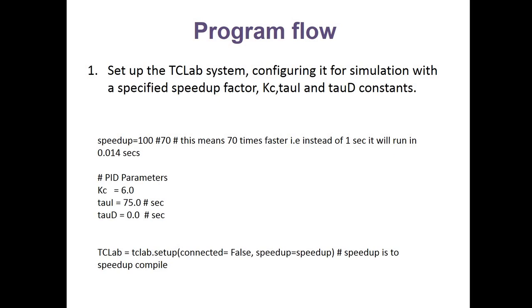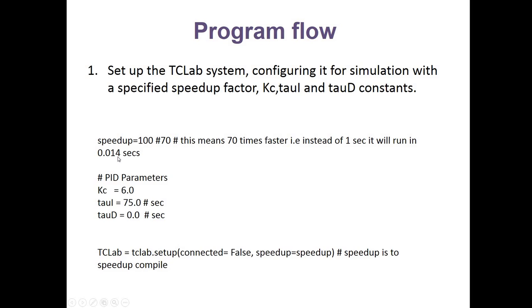So, the program flow is going to be like this. There is a factor called speed up 100. That means in a normal scenario, suppose you want to run this experiment for, let's say, 5400 seconds, you can simply give speed up is equal to 100. Or let's say 70.